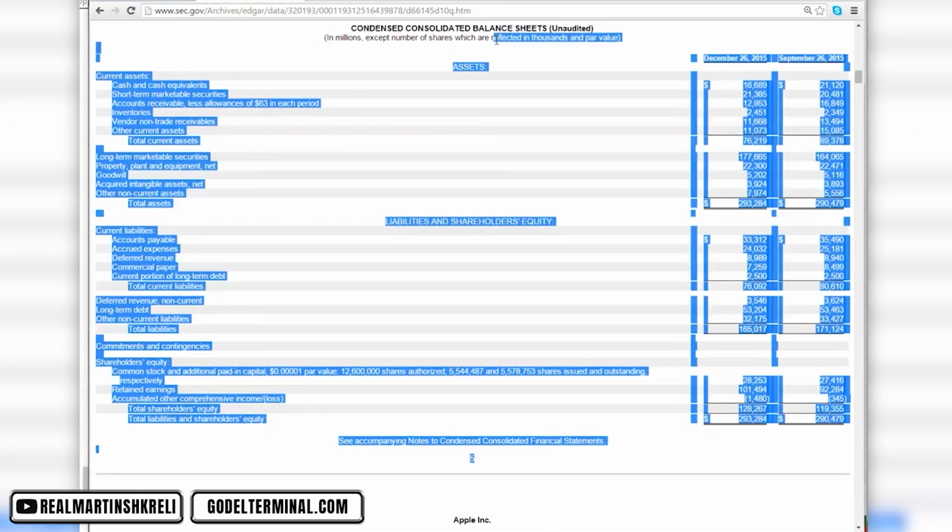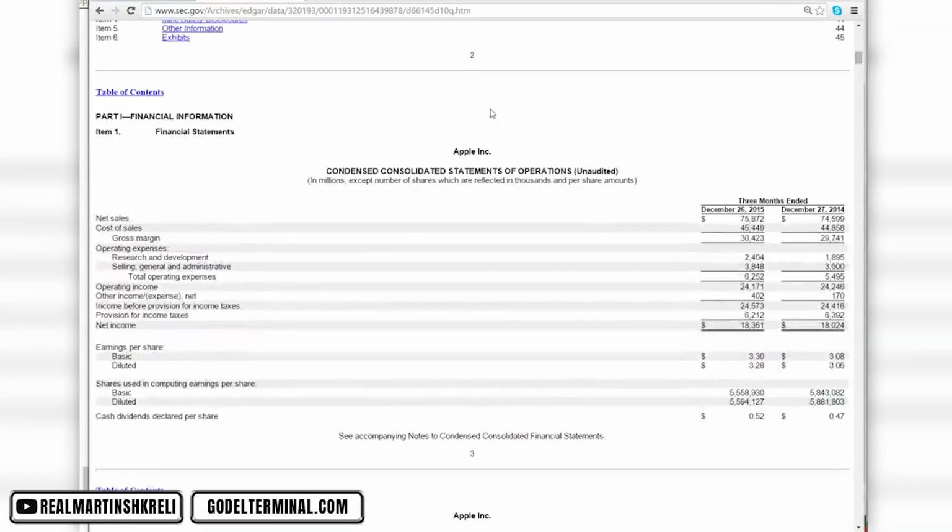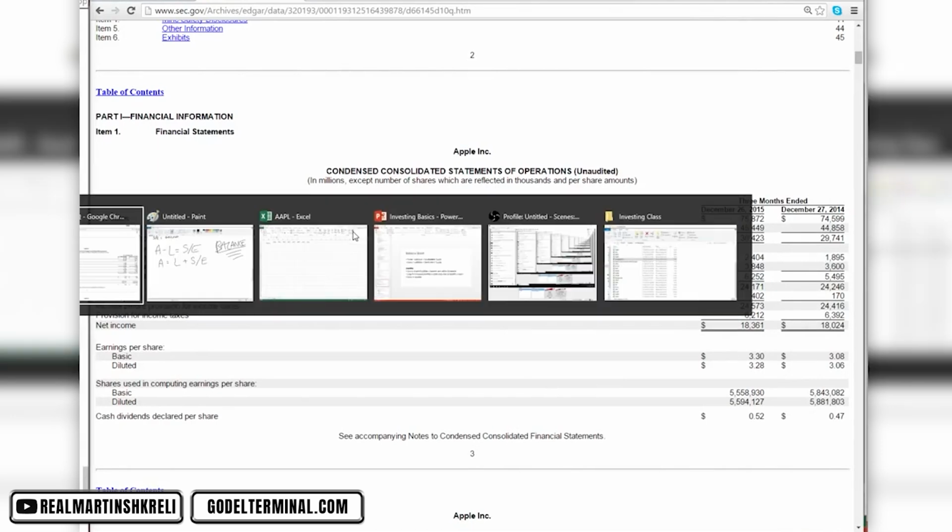And I think we did a good job of looking at it. Now we're going to look at the income statement, the second in the Holy Trinity. And this is going to be a little bit more fun.